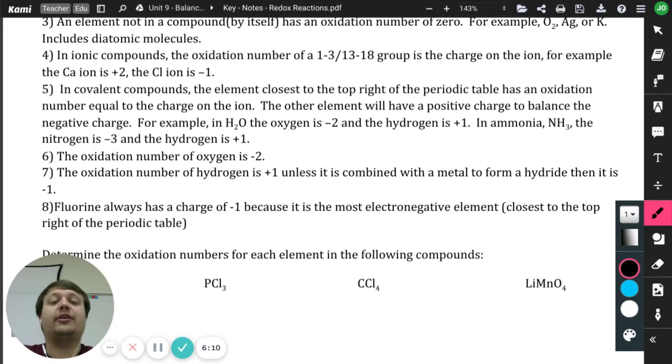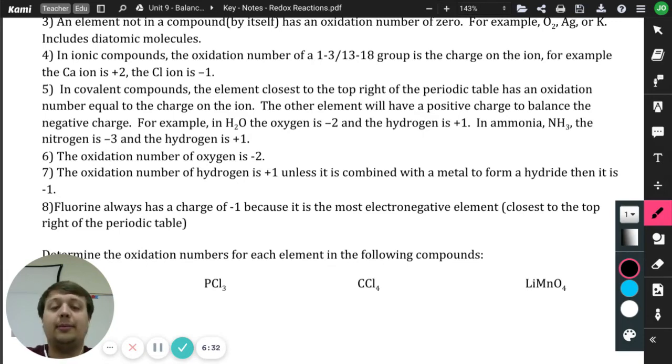Rule number 6 says the oxidation number of oxygen is always a -2. Again, unless it's in that peroxide, right? Because then it would be a -1. Rule number 7 says the oxidation number for hydrogen is a +1 unless it's combined with a metal to form a hydride, and then it's a -1.